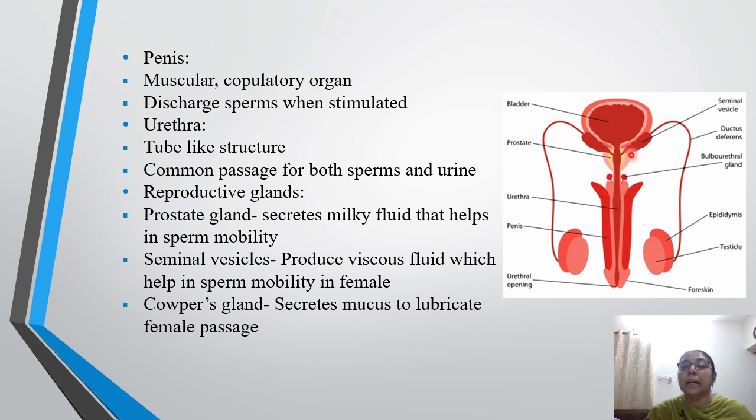The third one, next to the urethra, is the Cowper's gland, which secretes mucus to lubricate the female passage. That is otherwise called the bulbourethral gland, or the Cowper's gland. That secretion helps the penis to get lubricated.